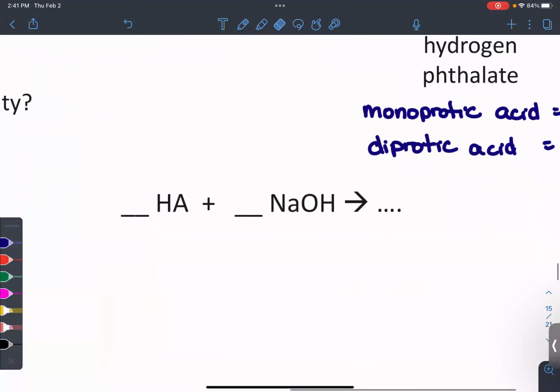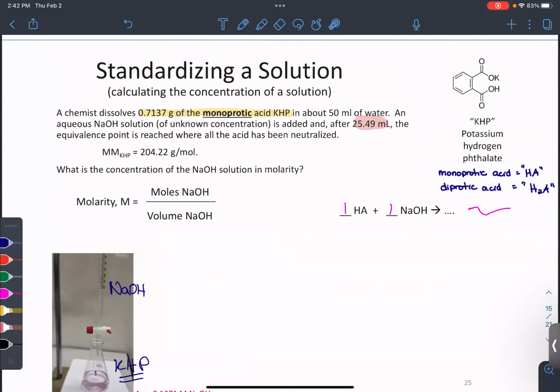So we need to balance this. If we have a monoprotic acid and a monobasic base, what's the ratio of the balanced equation? Just 1 to 1. This is important because it's not always 1 to 1. We always have to recognize a chemical reaction is happening. We don't really care about the products because we just want to relate the two reactants. The products don't really matter here.